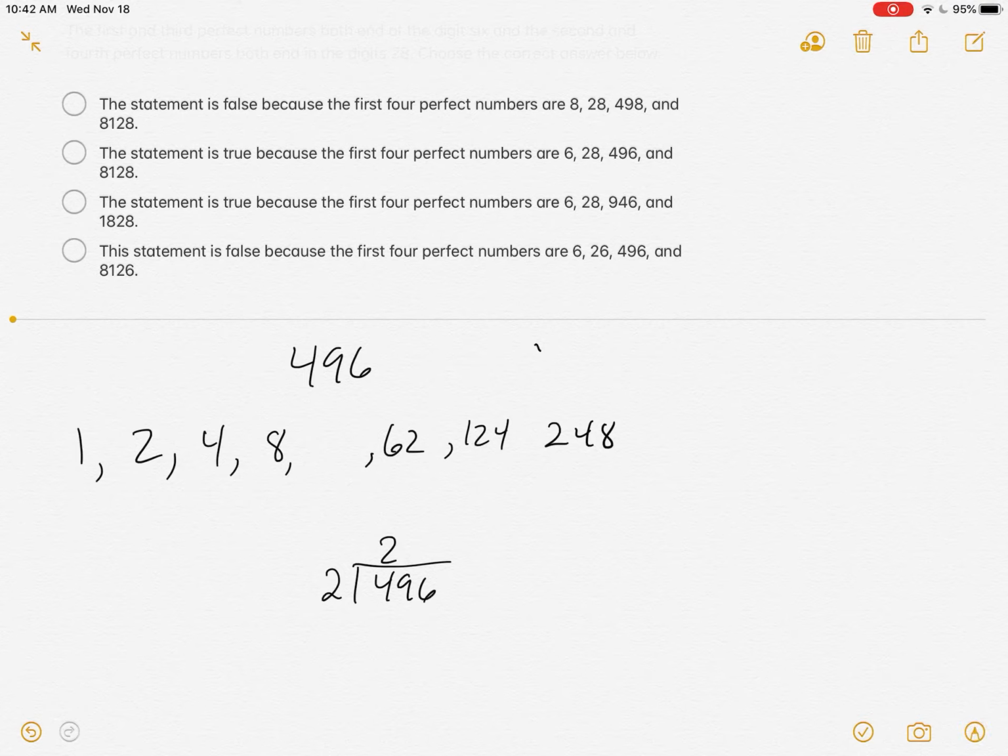9 won't go in because 3 didn't. 10 won't go in because 5 didn't. 11 we should try, in case it's divisible by a prime. Doesn't work. 12 can't go in because it has a 3. 13 we need to try. Doesn't work. 14 won't work because of 7. 15 won't work because of 3. 16 might. Let's try 16.